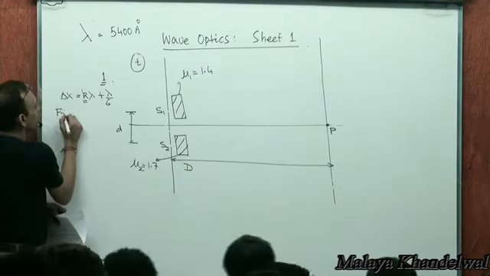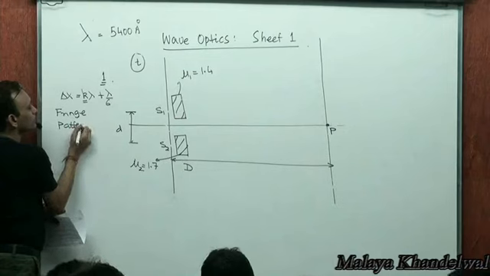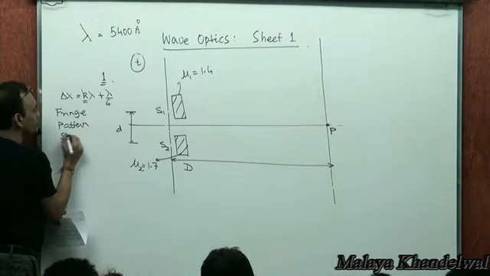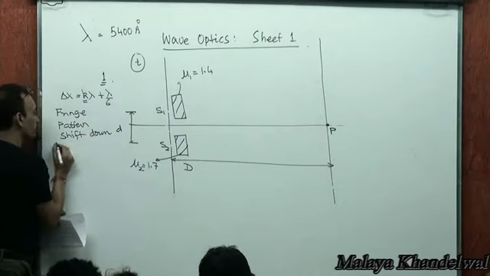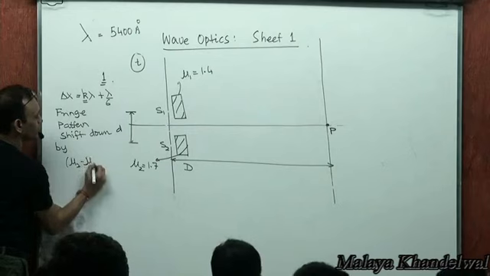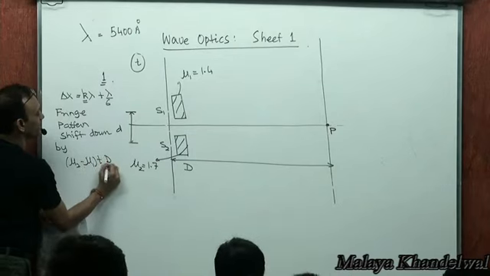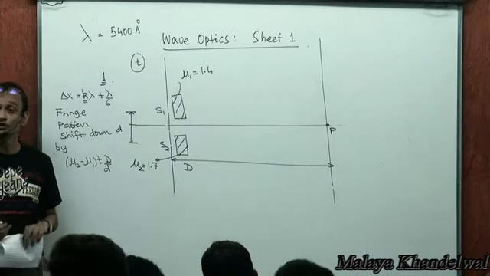Fringe pattern shifts down by an amount (mu2 minus mu1) into t into capital D by small d. That's the amount by which the fringe pattern would shift up.